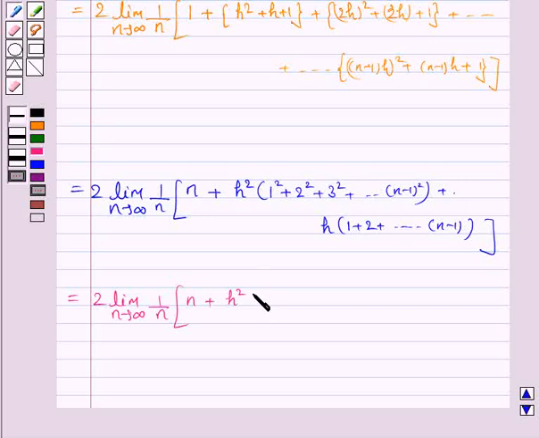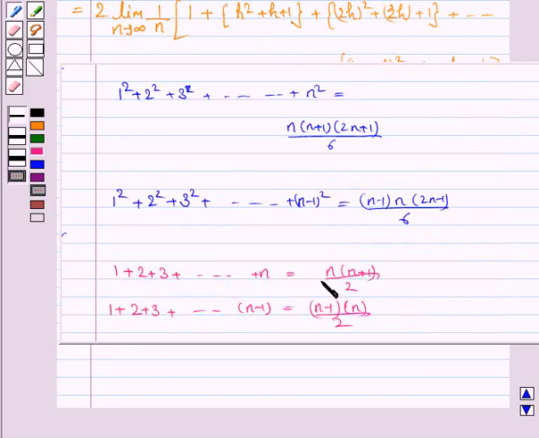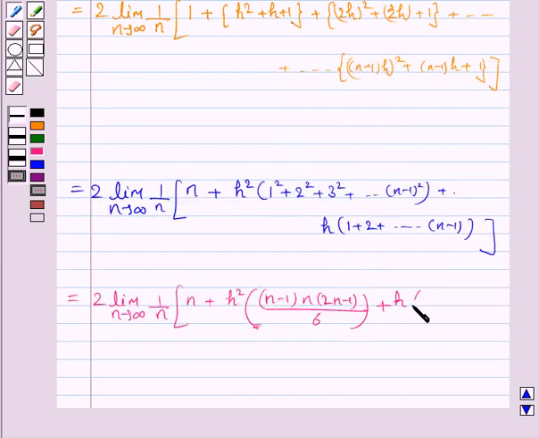So we have h squared into (n minus 1) into n into (2n minus 1) upon 6 plus h into the sum of n minus 1 terms. Now, the sum of n terms is given by the formula n into (n plus 1) by 2. So, if in this formula we replace n by n minus 1, we get the sum for n minus 1 terms as (n minus 1) into n by 2. You do remember these formulae and write these formulae while solving the question, and it is very important to write them. So we have h into (n minus 1) into n upon 2.